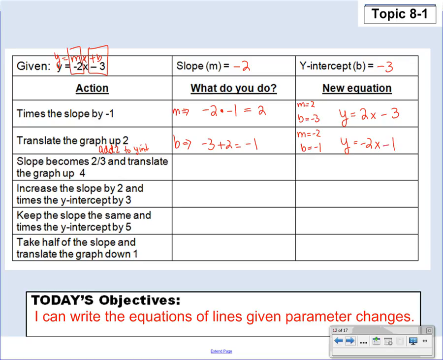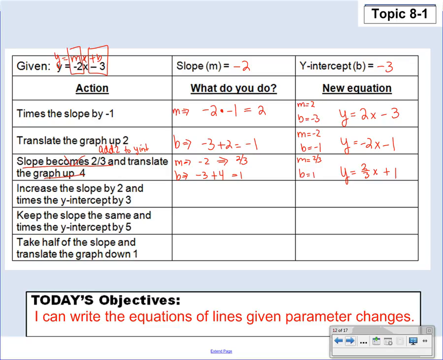The slope becomes 2/3 and translates the graph up 4. So we have two things going on. First, the slope becomes 2/3. So our slope, which was originally negative 2, now becomes 2/3. So our new slope is 2/3. Next, we have to translate the graph up by 4. That means we're going to change the y-intercept by translating the graph up. B is originally negative 3. Up means go add. So negative 3 plus 4 equals 1. Our new b is a positive 1. So our new equation is y equals 2/3 x plus 1.